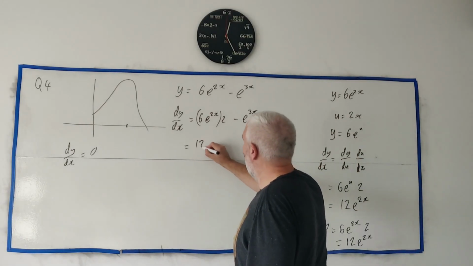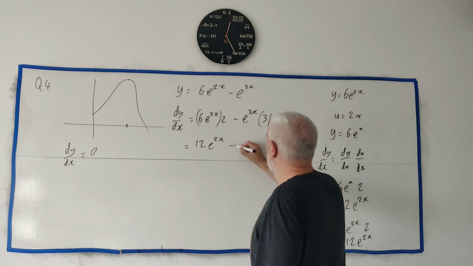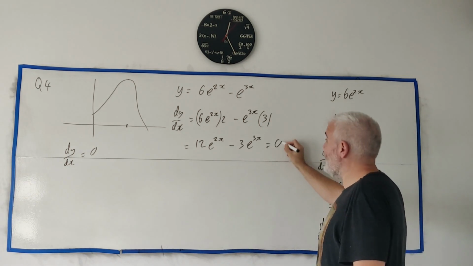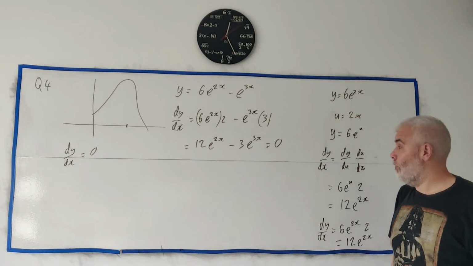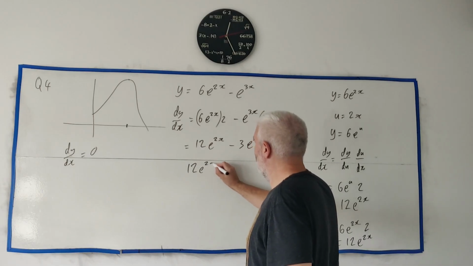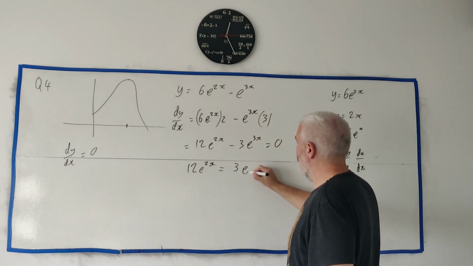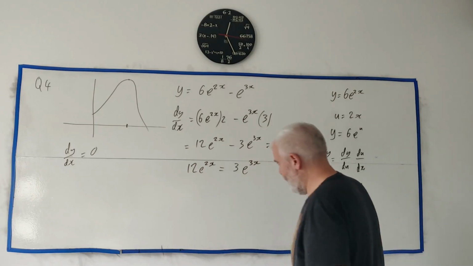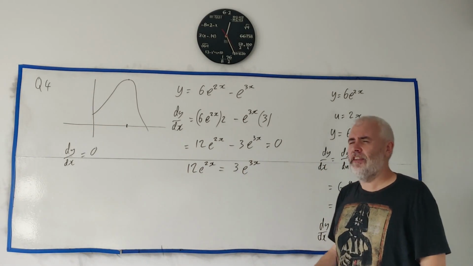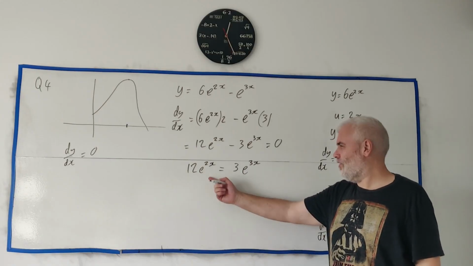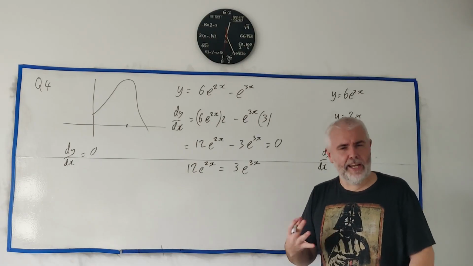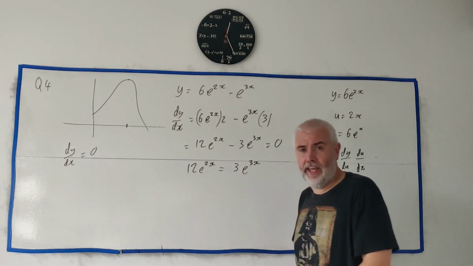Clean this up, we get 12e to the 2x minus 3e to the 3x, and all that's equal to 0 because we're looking for the maximum point. So let's rearrange this. 12e to the 2x is equal to 3e to the 3x. Now, there's a couple of ways to solve this, but nicely later on in the question we have to solve something similar again. So I'll do it one way now and one way later, and we'll see what we get.